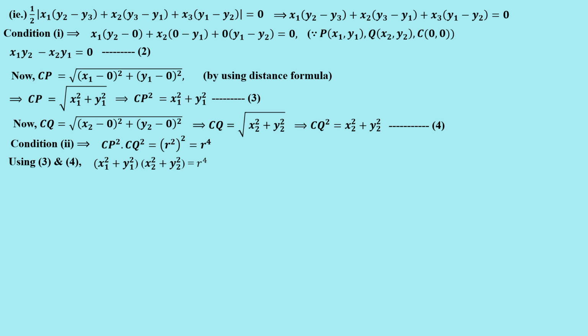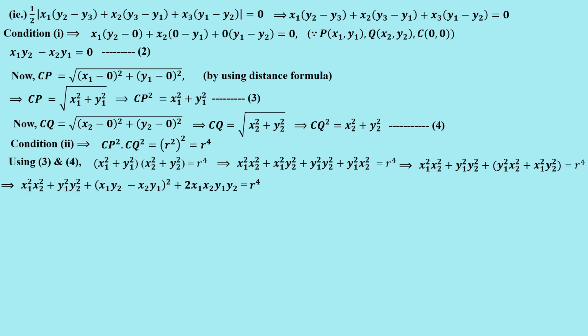So using 3 and 4, we will get (x1 square plus y1 square) into (x2 square plus y2 square) is equal to R power 4. Simplifying, multiplying each and every term: x1 square x2 square plus x1 square y2 square plus y1 square y2 square plus y1 square x2 square equal to R power 4. So x1 square x2 square plus y1 square y2 square plus y1 square x2 square plus x1 square y2 square, which is equal to R power 4.